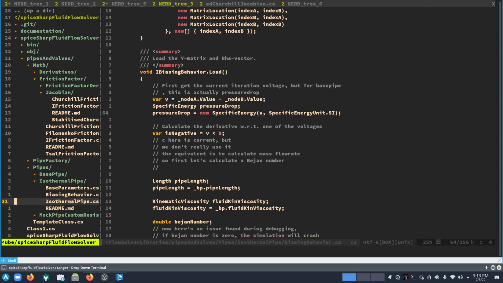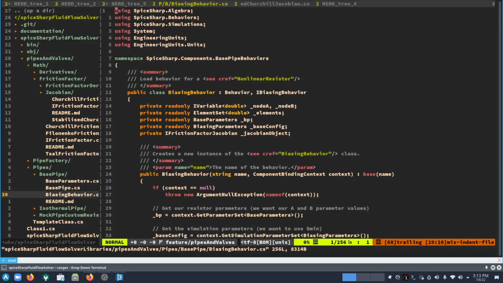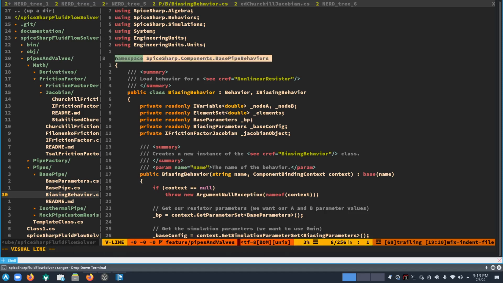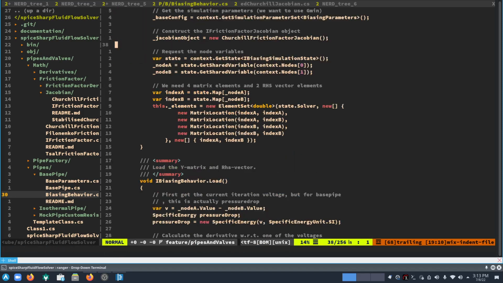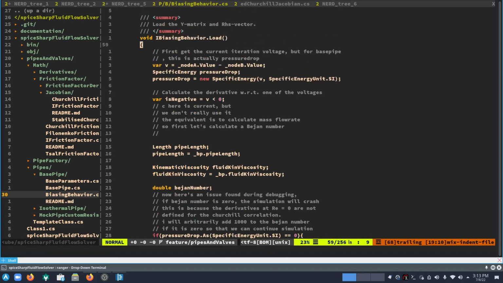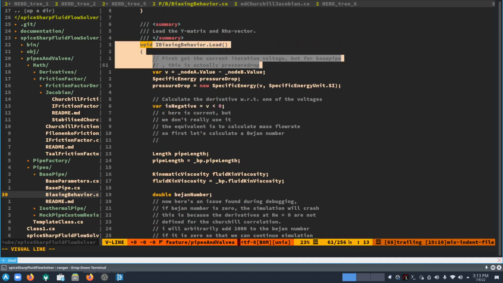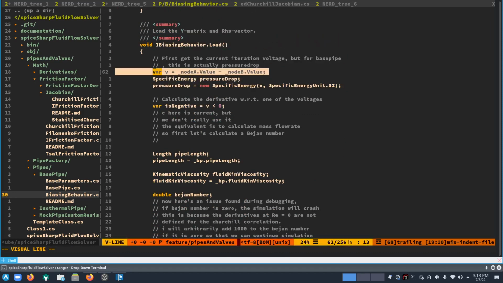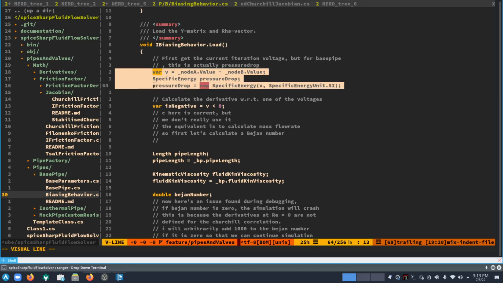Oops, this is the wrong class. Let's go for biasing behavior here. Yeah, this is the biasing behavior of BasePipe, so this is the correct one. Under biasing behavior load, the first thing we start off with is an initial guess of the potential difference or pressure drop. We start off with a pressure drop.